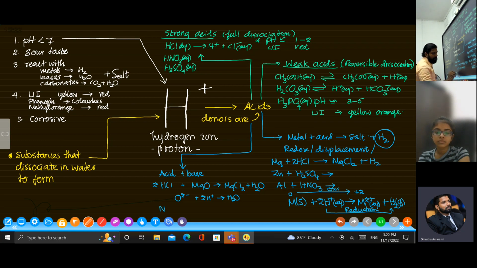Next one, let me write sodium hydroxide plus HCl aqueous. You get sodium chloride aqueous and water, right? So this is H plus aqueous plus hydroxide ion aqueous, giving you H2O liquid. So this is the second type of reaction that acids mainly do. What is the third type of reaction?